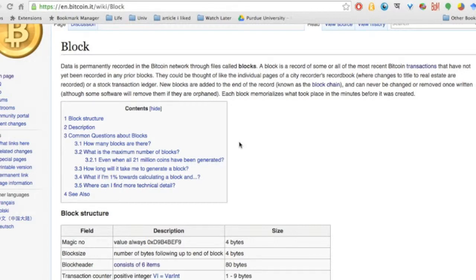I like sidechain. I like counterparty. I like Storj, which is a decentralized storage system that is going to compete with Dropbox.